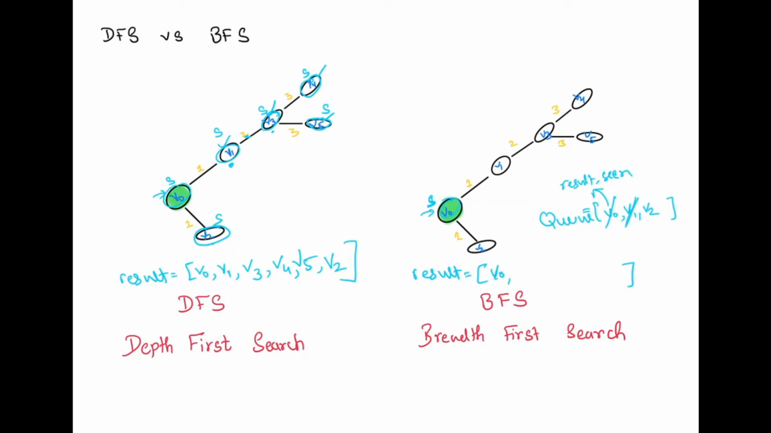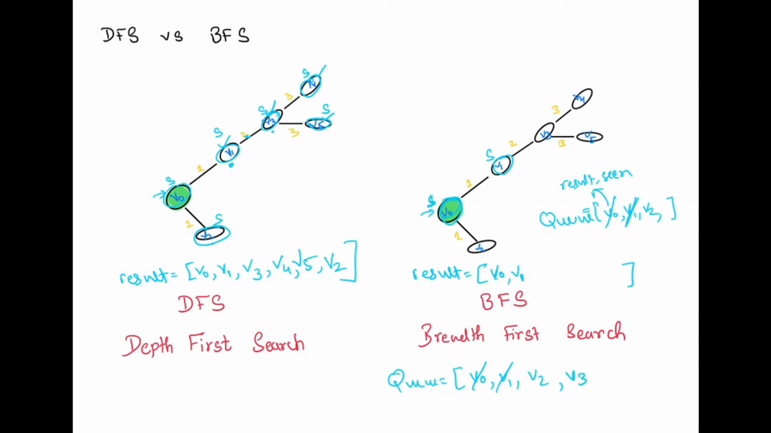Then we pop v1, we are at v1 now. We add v1 to result and seen. I'm going to mark it seen, and we add the neighbors of v1 to the queue. So over here, I'll actually write queue at the bottom so that we have clear visibility. So this is popped, and now we are appending the neighbors of v1 to the queue. What is the neighbor of v1? It's v3. We append v3 to the queue.